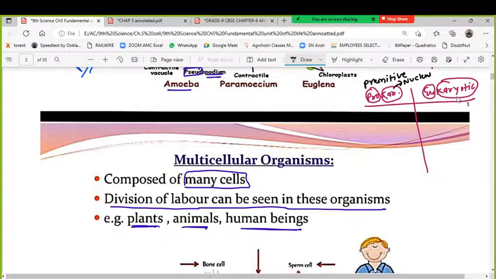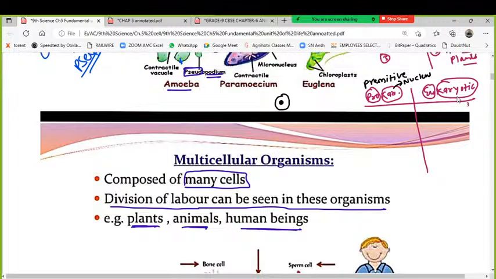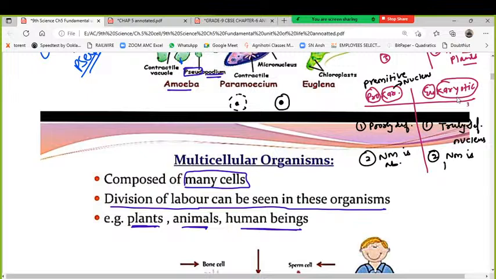When do you say a nucleus is true? When it has a well developed nuclear membrane, you call it a true nucleus. And if the nuclear membrane is not well developed, you call it a poorly defined nucleus. In case of prokaryotic, the nucleus is poorly defined, and here the nucleus is truly defined. This is the first point. Here nuclear membrane is absent, and here nuclear membrane is present.